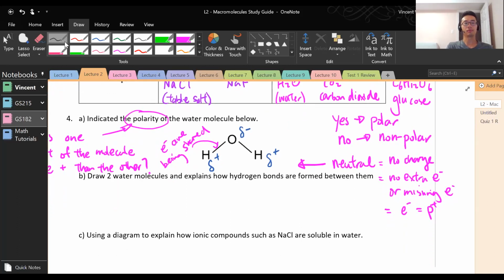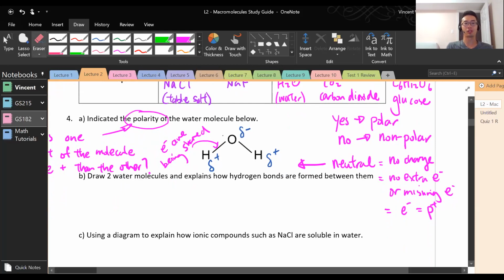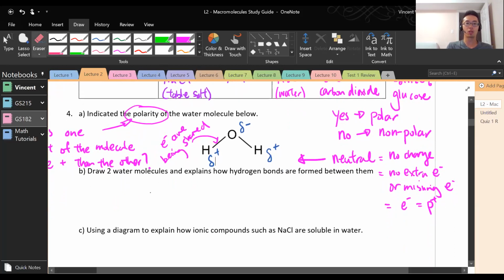And you're like, so what does this all mean if it's polar? Well, let's draw two water molecules right next to each other. If I have one water molecule here, we can draw H2O if you want. Usually people just draw a Mickey Mouse. So this would be the oxygen here, and this would be the hydrogen. And then you can draw another Mickey Mouse here, oxygen, hydrogen, like this.